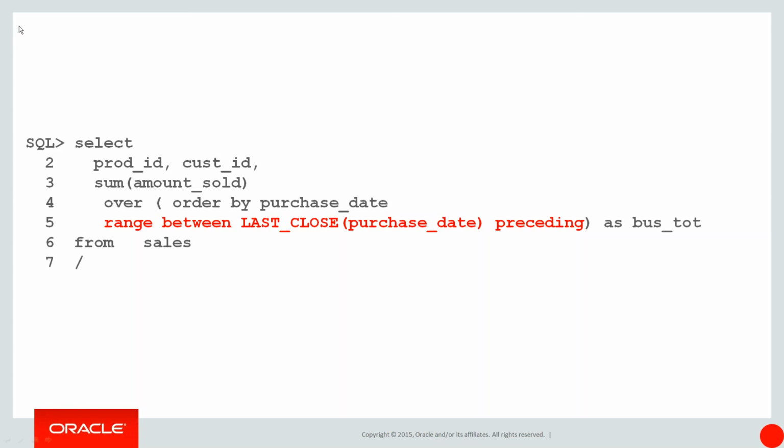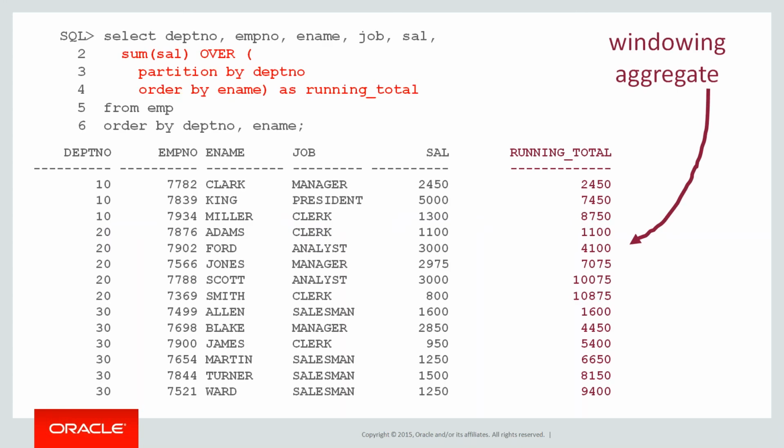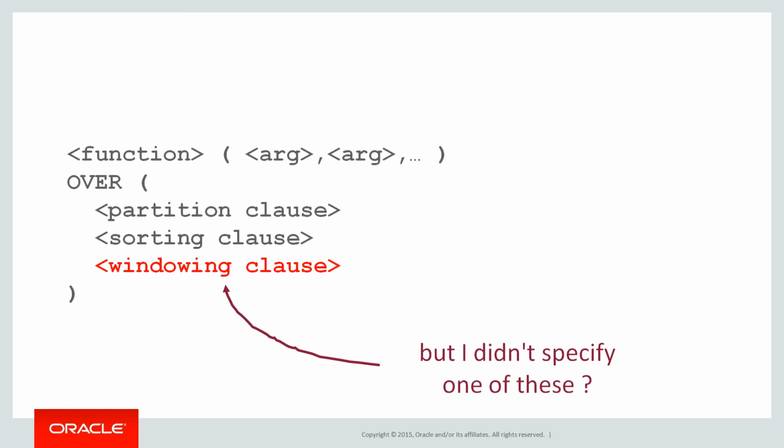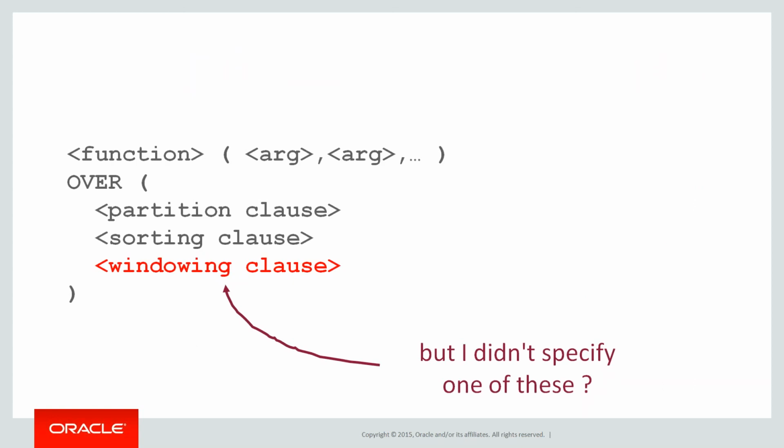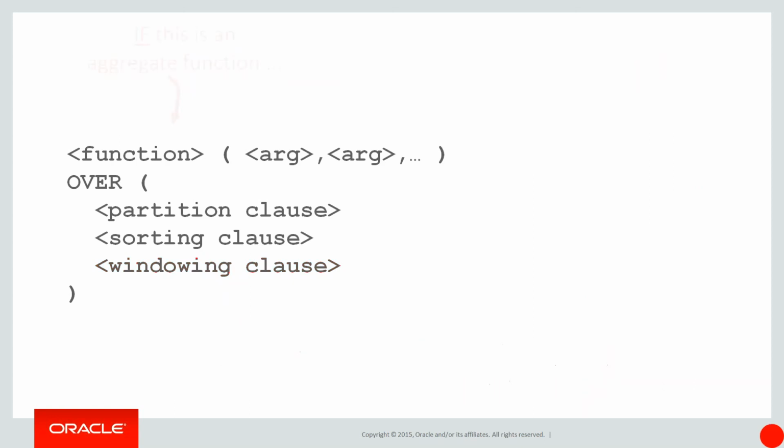Okay, I'm glad you asked that because someone put pretty much the same thing in the chat window. Sometimes we've got a cumulative, sometimes we have a total. Here's our running total example again. It's a windowing aggregate. You can see the running total changes for every single row. But there's no window clause. Let me flip back. It's just partition by department number, order by empno. There's no window clause. How come we got a windowing aggregate?